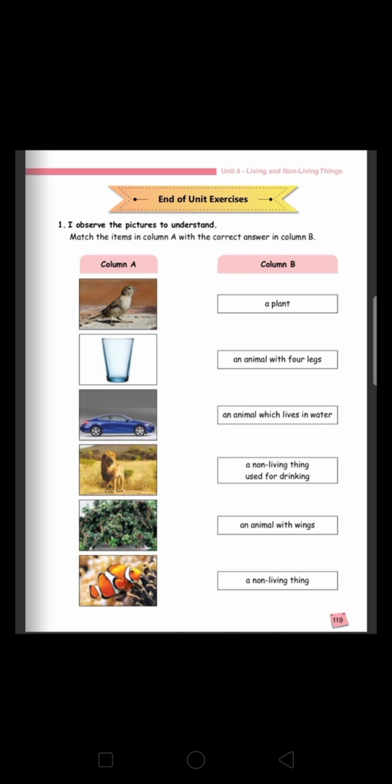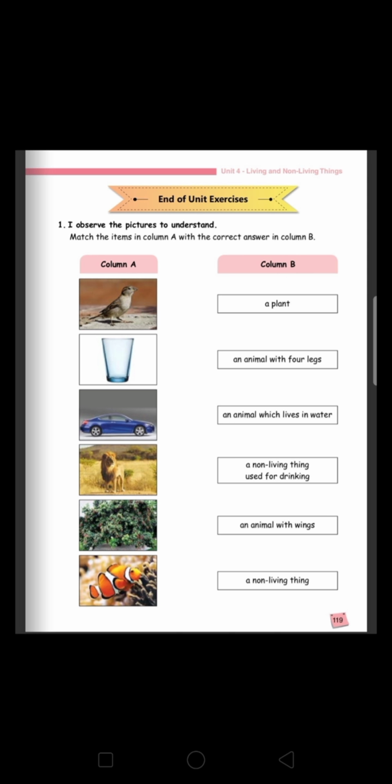Question number 1. I observe the pictures to understand. Match the items in column A with the correct answer in column B. Let's first observe the pictures in column A. The first picture, what can you see? It's a bird. Very good. The second picture, what can you see? We can see a glass.